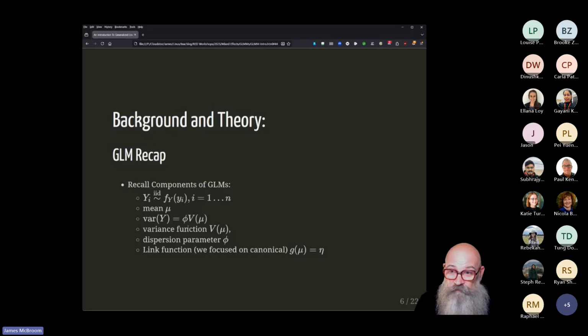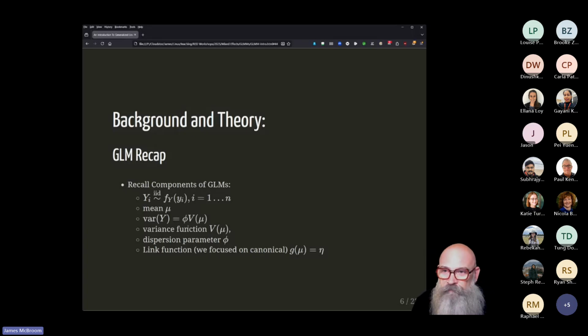We call that function G. It's a function of the mean, and it helps us relate the mean to the linear predictor. So the linear predictor is the beta naught plus beta 1 x1 plus beta 2 x2 part of the model, the bit with the explanatory variables in it. We call that the linear predictor.